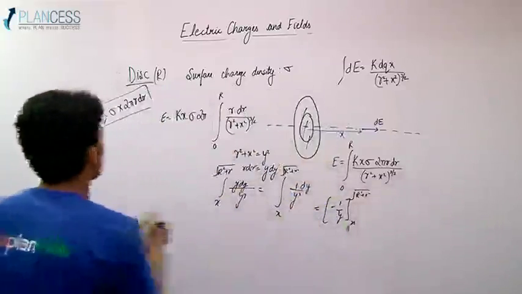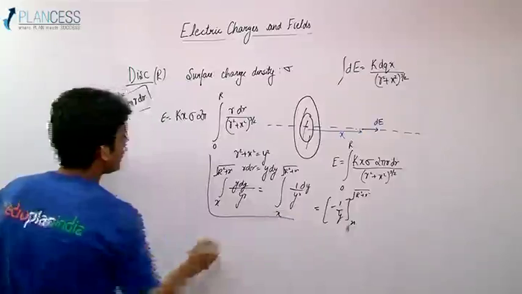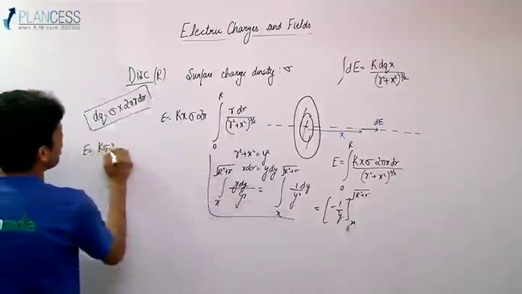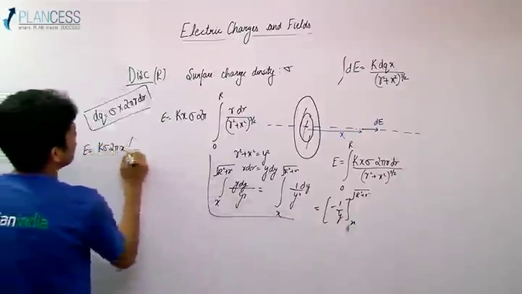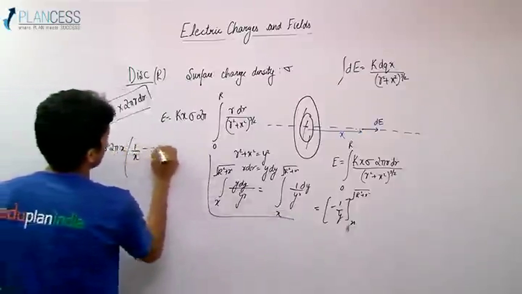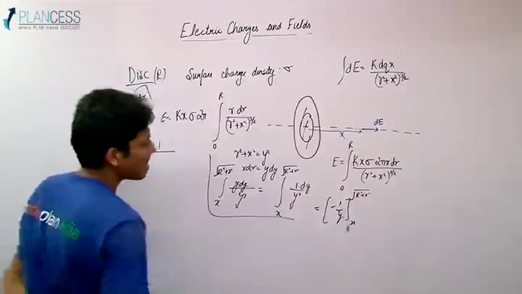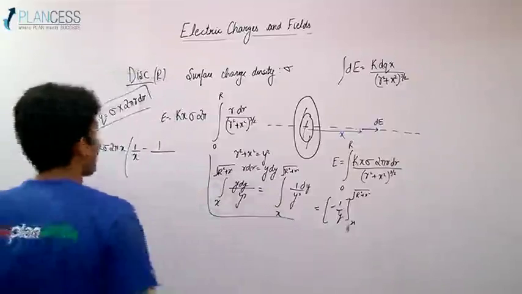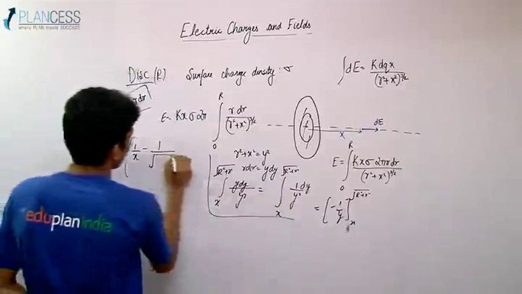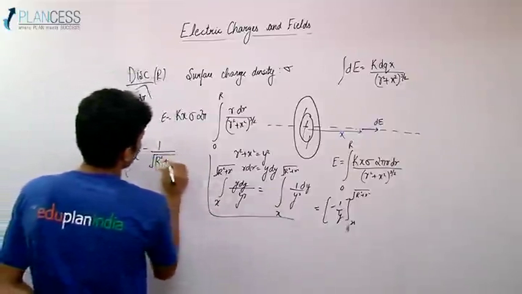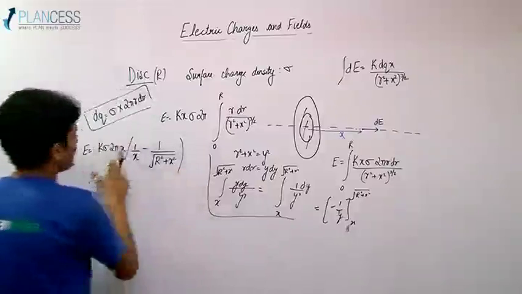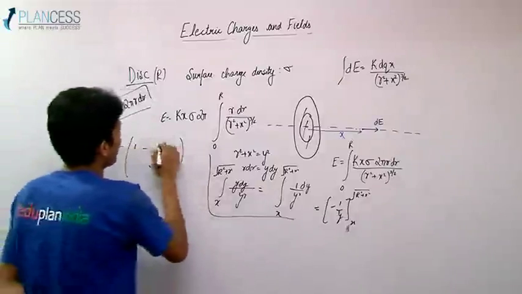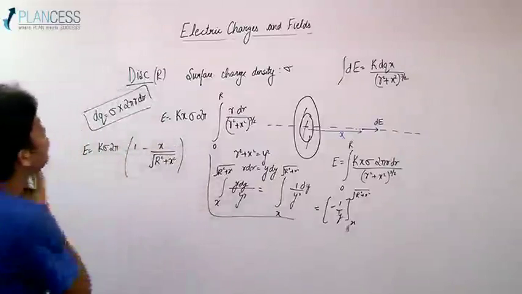And thus this whole thing can be written as, or the electric field by a disk can be written as k sigma 2 pi x into 1 by x minus 1 by root over r square plus x square. And thus if I consume this x inside, I'll get 1 minus x upon root over r square plus x square.